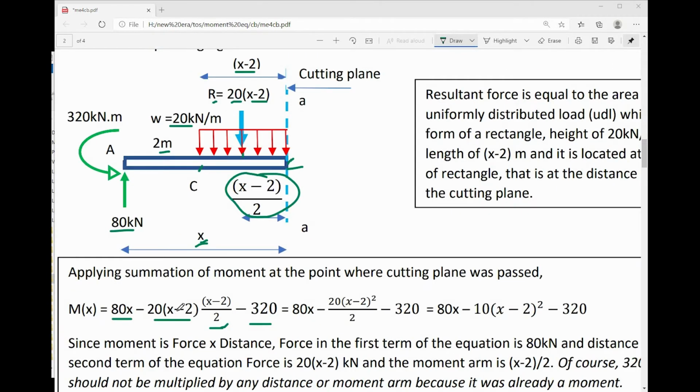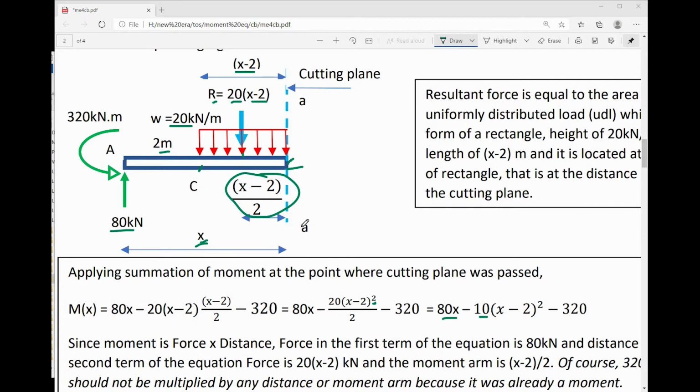If we now multiply x minus 2 into x minus 2, that is equal to x minus 2 squared. If we further simplify, that is now equal to 80 multiplied by x, then 20 over 2 is equal to 10 multiplied by x minus 2 squared, minus 320.